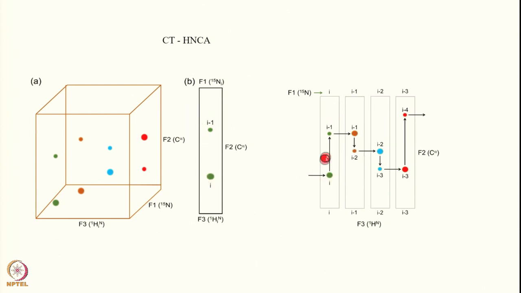Okay. Well, once we have got this, now this is the sequential, which is the I minus 1 residue. Now obviously at some other nitrogen chemical shift, this will become the self peak.